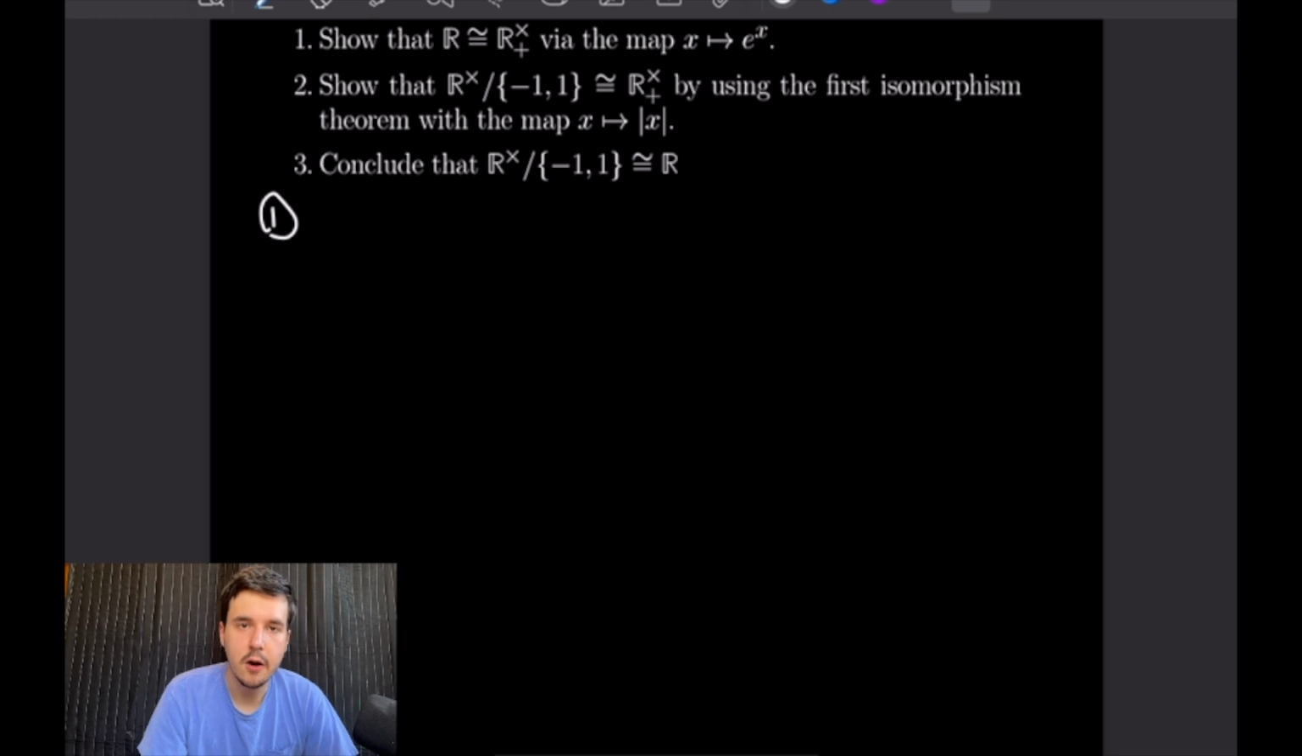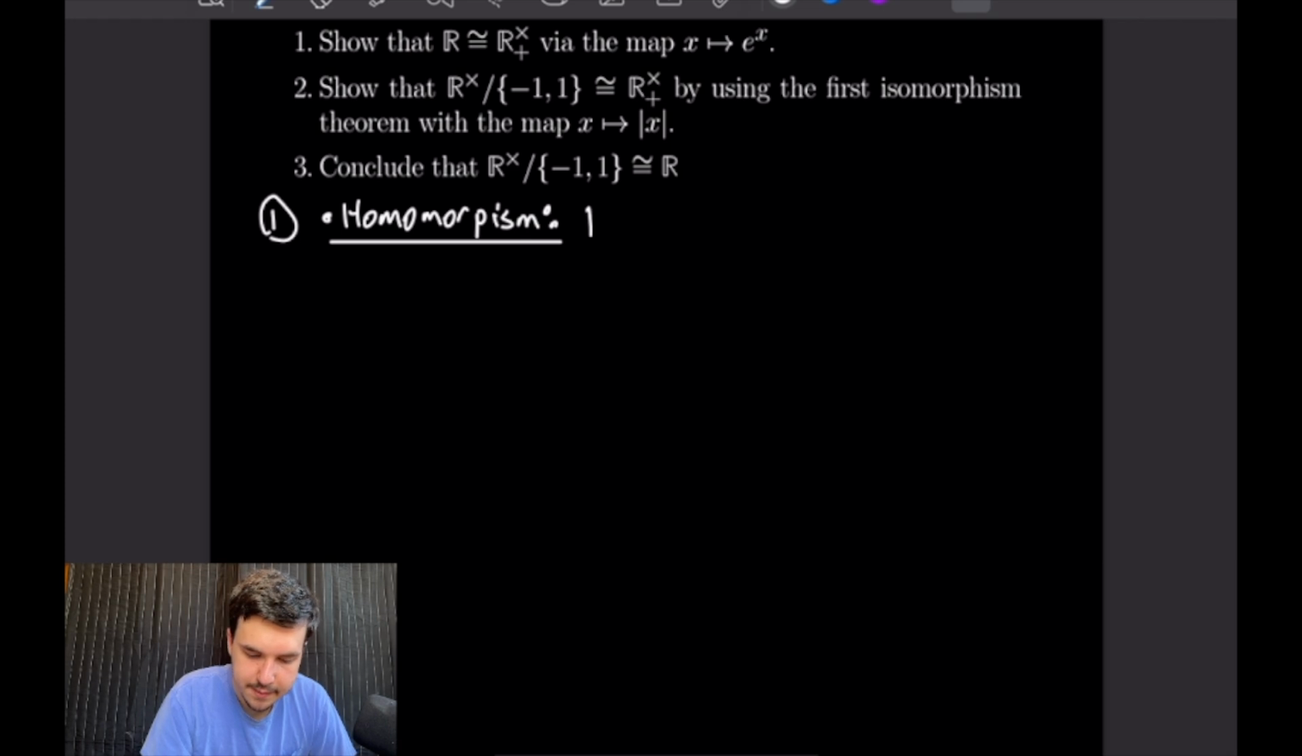So first we want to show that R is isomorphic to the multiplicative group of positive real numbers, and we're going to use the map X is mapped to e to the X. Well, in order to show that it's isomorphic, we first have to show that that map is in fact a homomorphism, and then we just need to show that it is a bijective map. So let's start and do the proof that it is a homomorphism first. So let me go ahead and write that out for you here. We're going to be doing a homomorphism proof.